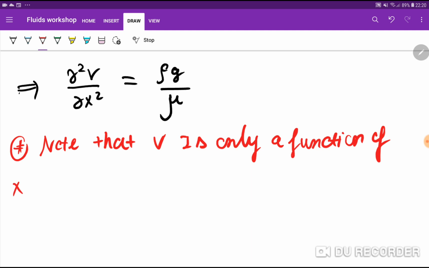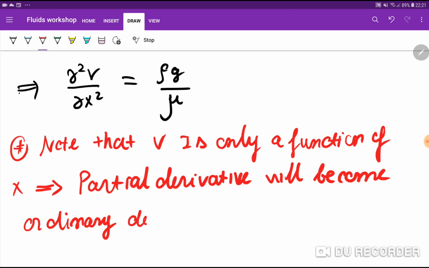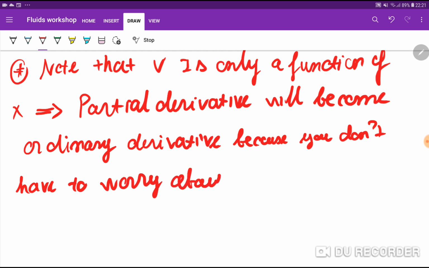What does it mean? It means that the partial derivative will become an ordinary derivative, because you don't have to worry about other variables. So what does it mean?